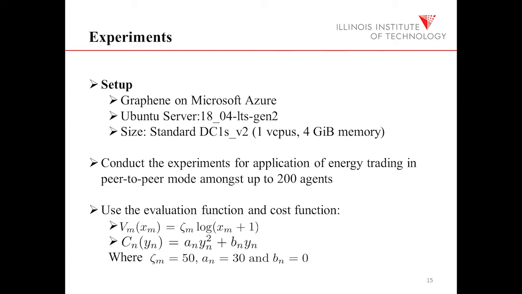In this section, we evaluate the performance of ETA in Graphene. Graphene is a lightweight guest OS designed for minimum host requirements. Applications can be protected in a hardware encrypted memory region on Microsoft Azure. Specifically, considering energy trading as the experimental application, we conduct experiments on real power consumption and generation data, which can be used for the application of energy trading in peer-to-peer mode for 200 agents, each of which is either a buyer or seller in the divisible double auction.